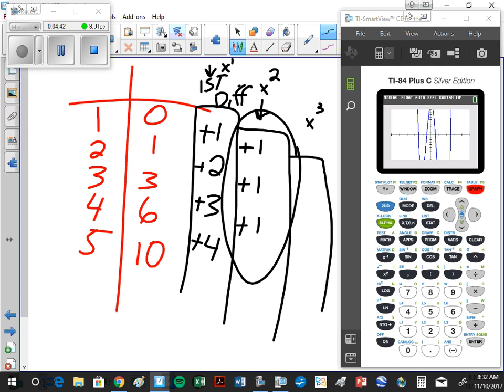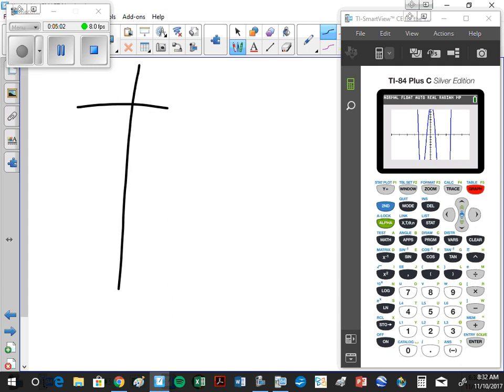Okay, so that takes care of linear and quadratic. The only other function we're going to deal with is an exponential function. And an exponential function does not have constant differences. It has something else. It would be something like this.